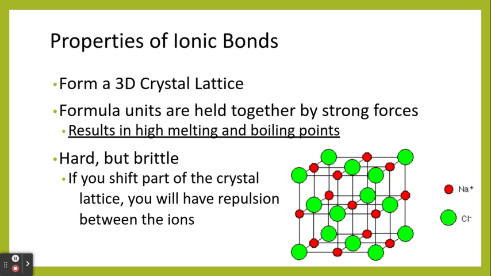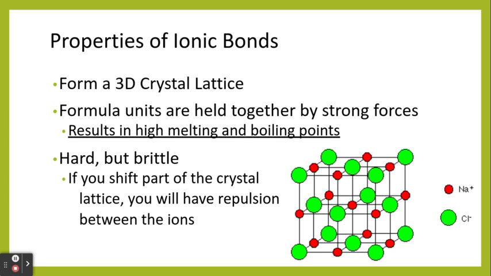So because of this, ionic compounds tend to be solids at room temperature. So if you think of the classic example, table salt, sodium chloride, is an ionic compound. It's a solid at room temperature and has a really high melting and boiling point. Ionic compounds are also hard, but they're brittle.